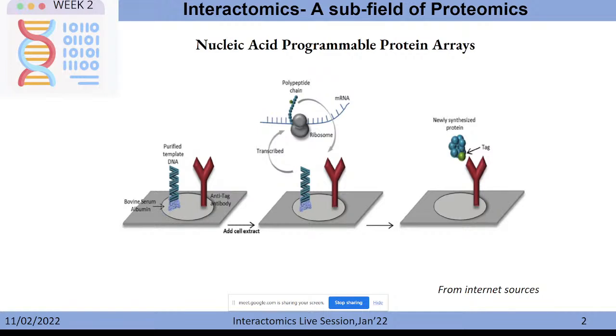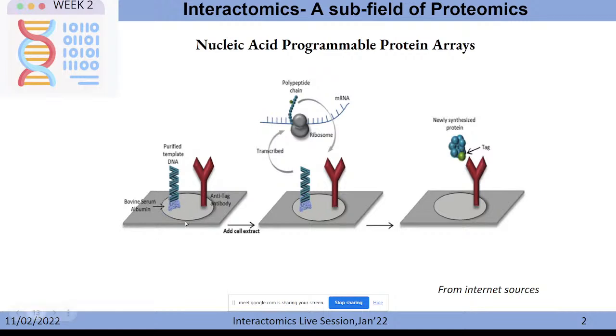So here you will need to have your DNA template. Then why do you need the anti-tag antibody? You need the anti-tag antibody so that the protein that is expressed goes and binds to the place where you want it, so that it gets placed on the chip. For that you need an anti-tag antibody.